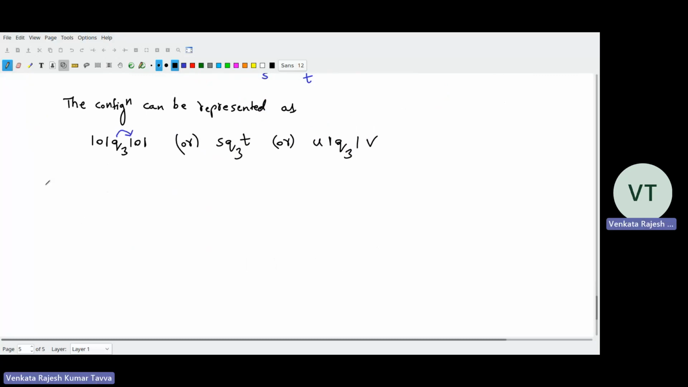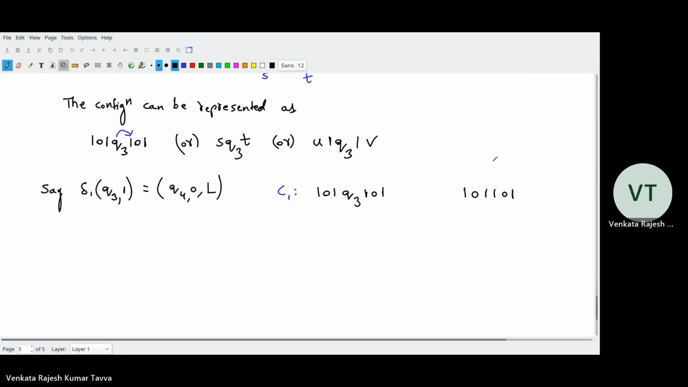Okay. So say delta of Q3 comma 1 is equal to, so what we do, the one which Q3 is pointing to, we replace it with a 0 and we move one step left and we update Q3 to Q4. We change the state. Okay. So this configuration can be seen as either like this, 101 Q3 101, or it can be visualized as, suppose I have my string 101 101 and Q3 is pointing to this.